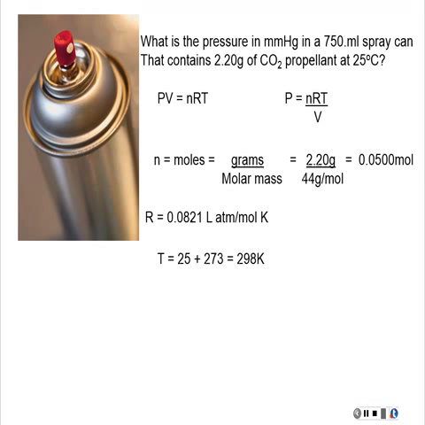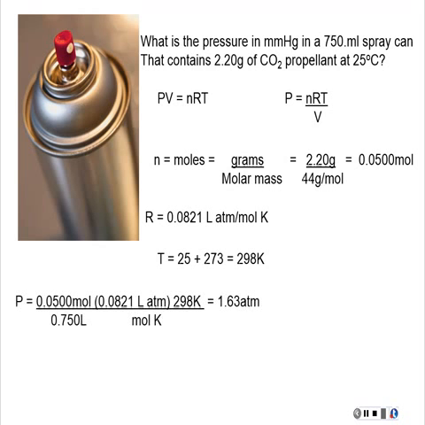And I need the volume in liters. I'm going to have to convert 750 milliliters to liters. And then I plug it into my formula, and you can see that everything will cancel. Moles will cancel, liters will cancel, Kelvin will cancel, and I get an answer in atmospheres. And because my question really asks for the pressure in millimeters of mercury, I have to convert my 1.63 atmospheres to millimeters, and so I'm going to use my conversion factor, 760 millimeters to an atmosphere, and then I get a final answer of 1240 millimeters of mercury.